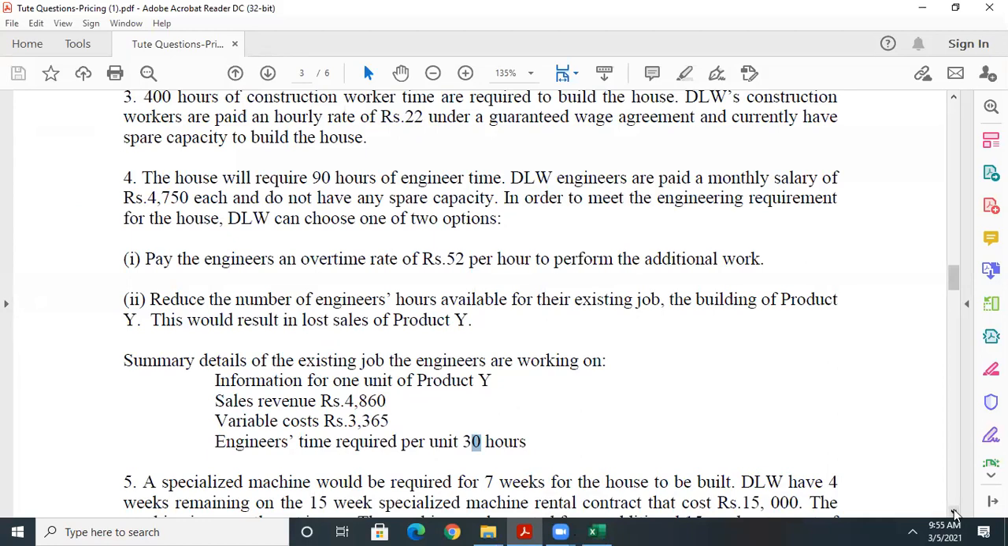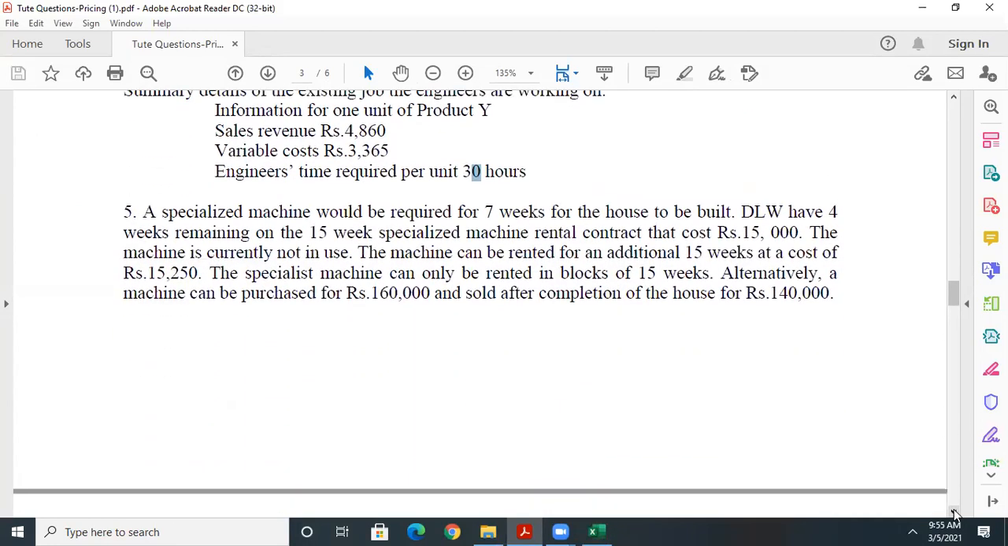So that's about the fourth one. Let's move on to the fifth one. Then it says a specialized machine would be required for 7 weeks for the house to be built.